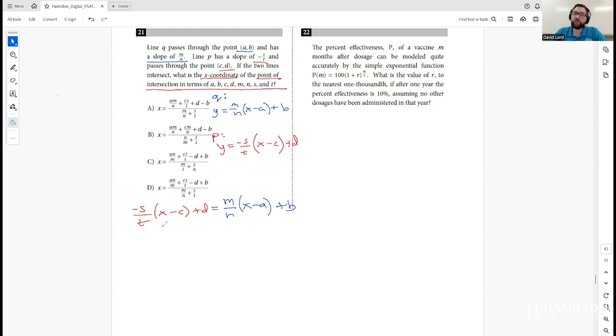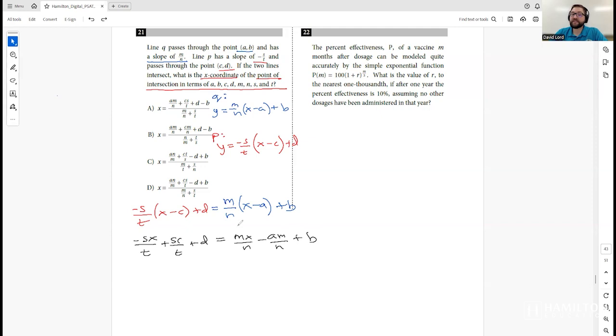So we're going to distribute the terms out and isolate the x. So we have negative Sx over T. Let's go back a bit. Here we go. Plus SC over T, and then plus D is equal to Mx over N minus AM over N plus B.